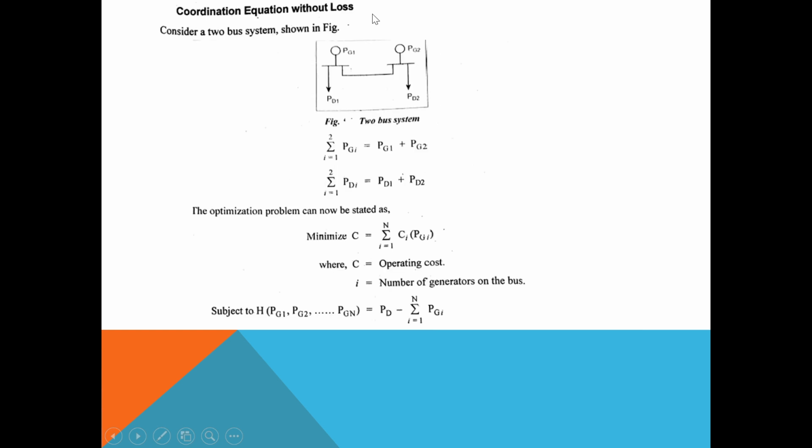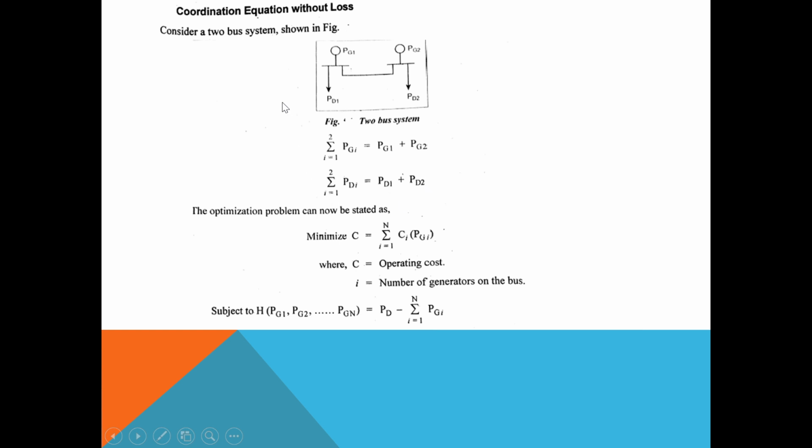Next one is the coordination equation without loss. Consider the two bus system. PG1 and PG2 are the generation at bus number 1 and 2, and PD1 and PD2 are the demand at bus number 1 and 2. So total generation is nothing but PG1 plus PG2. Total demand is PD1 plus PD2.